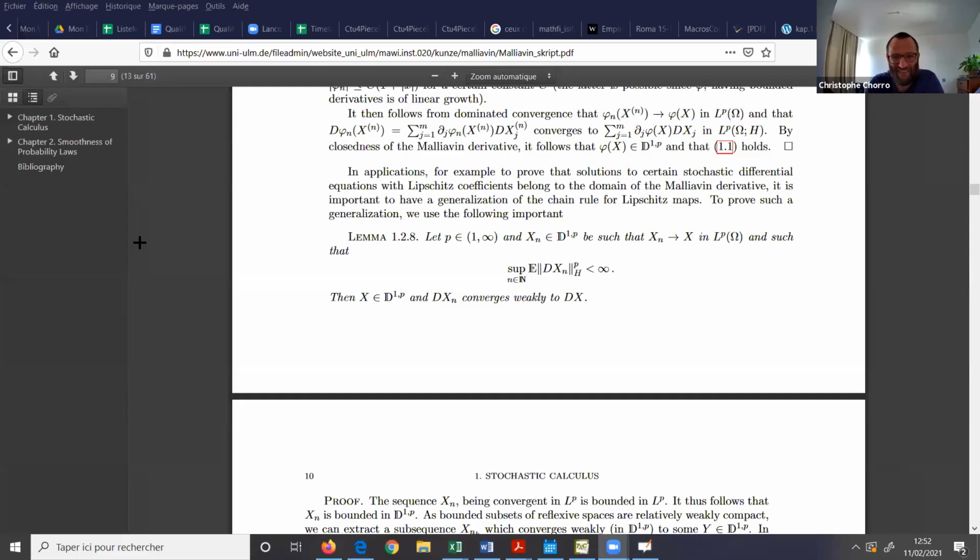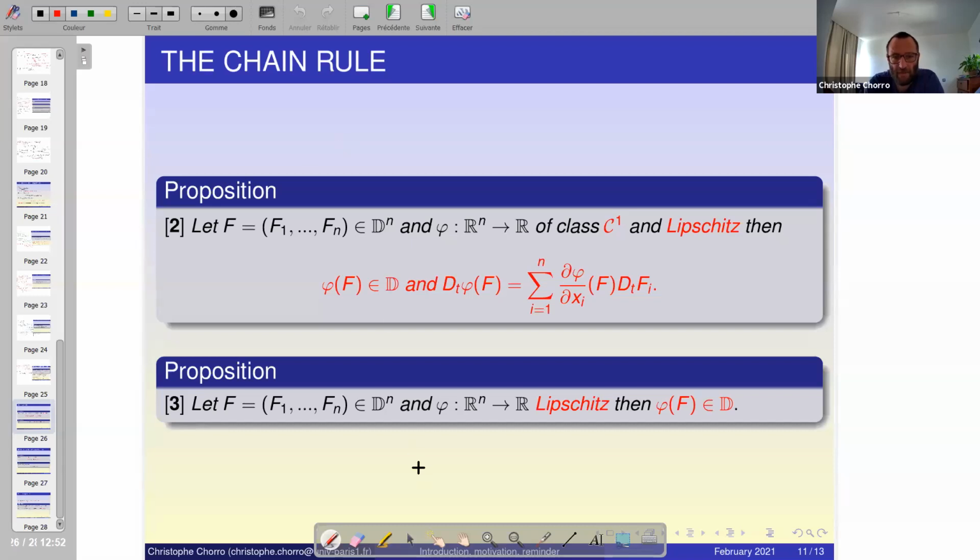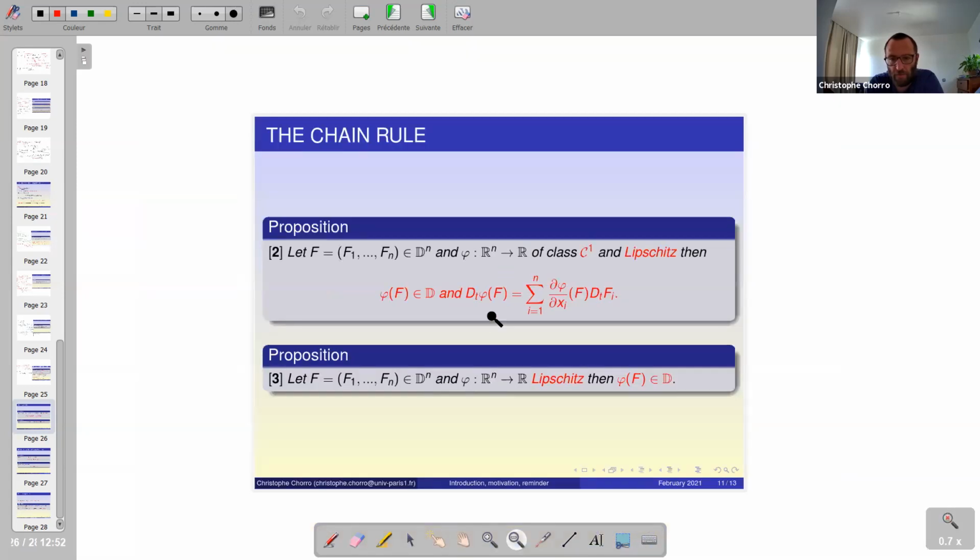Okay, so let's continue. So in fact, what we are going to prove now is that the derivative operator fulfills what we call the classical chain rule. So in French, règle de dérivation des fonctions composées. Let me just remind you what happens here.